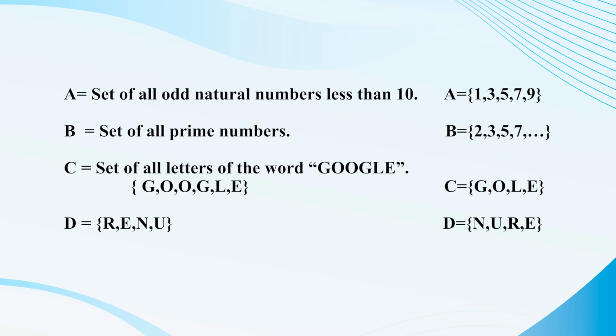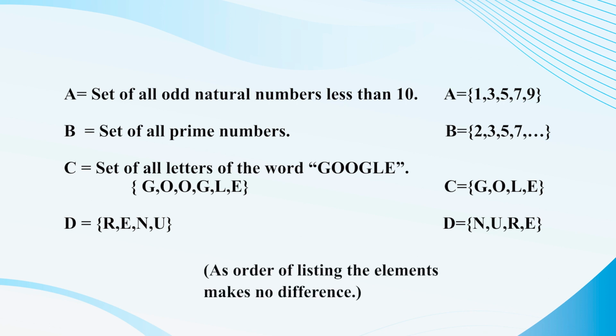Let us take one more example of set D, which contains 4 letters R, E, N, U. This set will be the same set if I write the elements as N, U, R, E. The point I am trying to make with this example is that the order of listing the elements makes no difference.